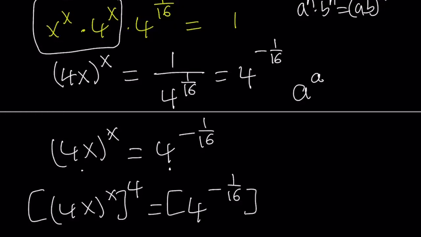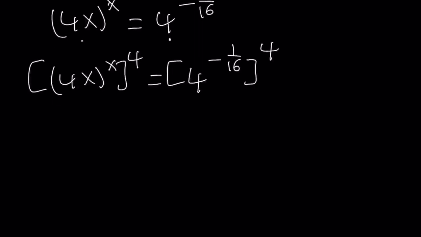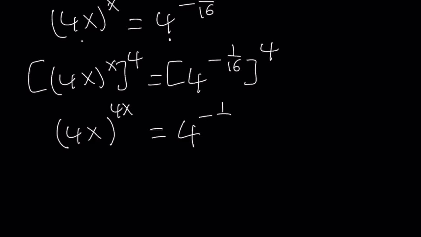Maybe you weren't looking for that, but I was looking for that. So now we have x times 4, which is 4x. Beautiful. That gives us 4x to the power 4x. And here we have to multiply the exponent. So that's going to be 4 to the power negative 4 over 16, which can be written as 4 to the power negative 1 over 4.